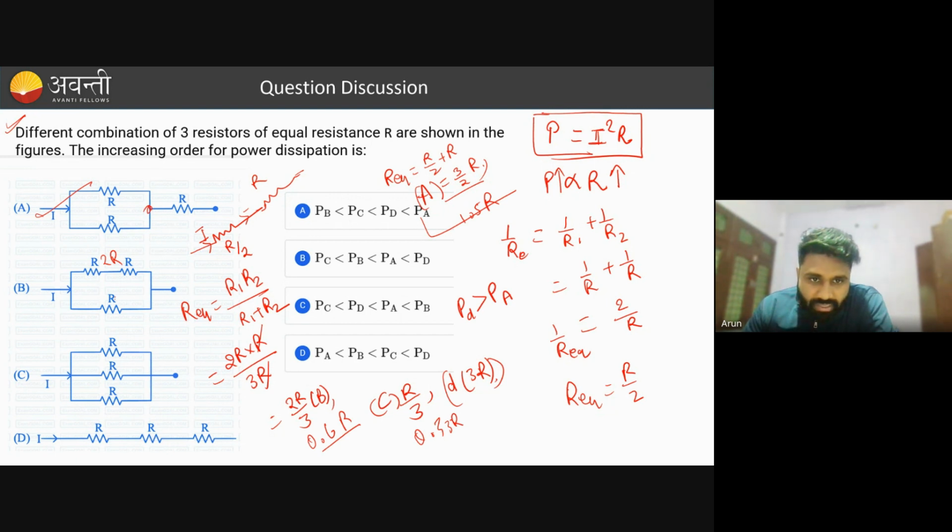Then power in A will be there. Now if I talk about the other two, 0.67 R means more power will be dissipated in this option, and this is option B. So power will be in B, and then obviously power in C, which is very much less. So we have power C, then power B, then power A, and then power D. So option B is the correct option.